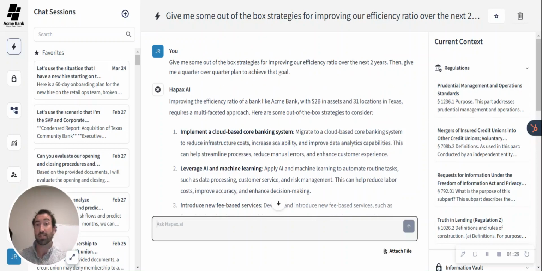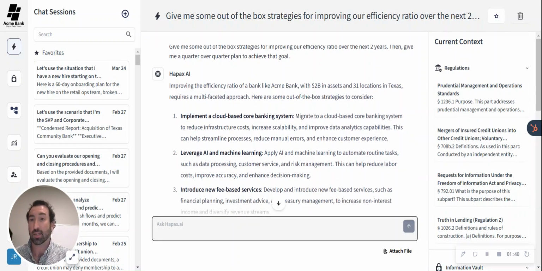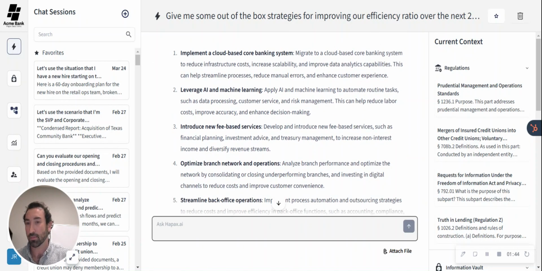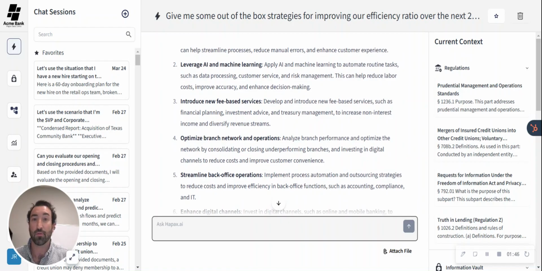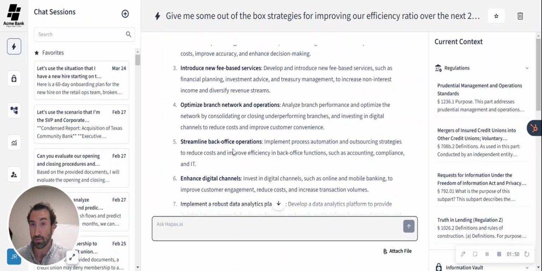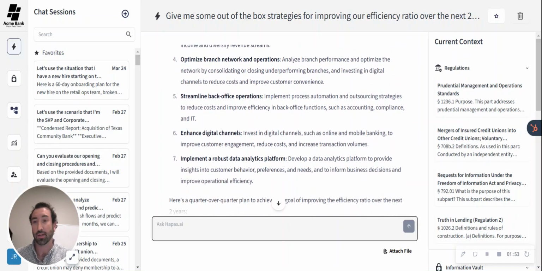Hapax is going to say, hey, improving the efficiency ratio, in this case for a bank like Acme Bank, which is our test bank, requires a multifaceted approach. Here's some out-of-the-box strategies to consider. At the top, it's saying, implement a cloud-based core banking system, leverage AI and machine learning, shameless plug there. Introduce new fee-based services, optimizing branch network and operations, streamlining back office operations. There's a ton of good content in here.